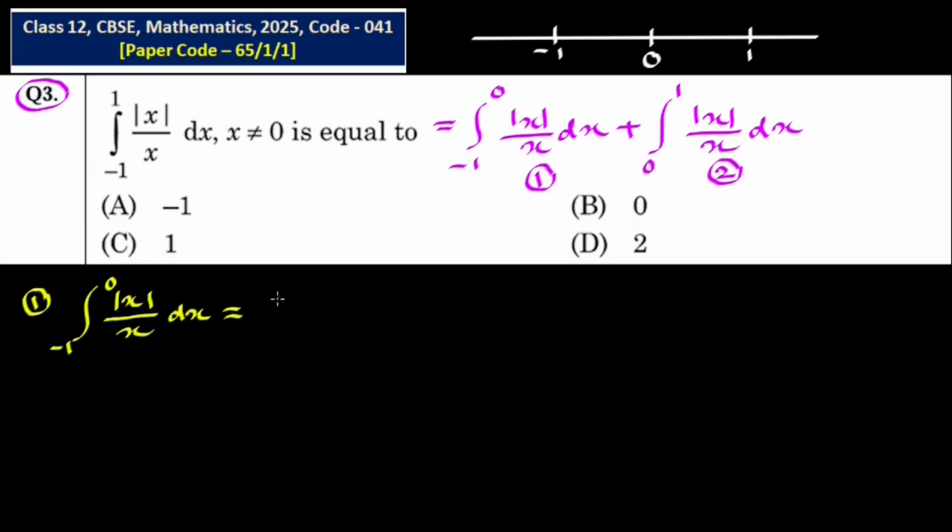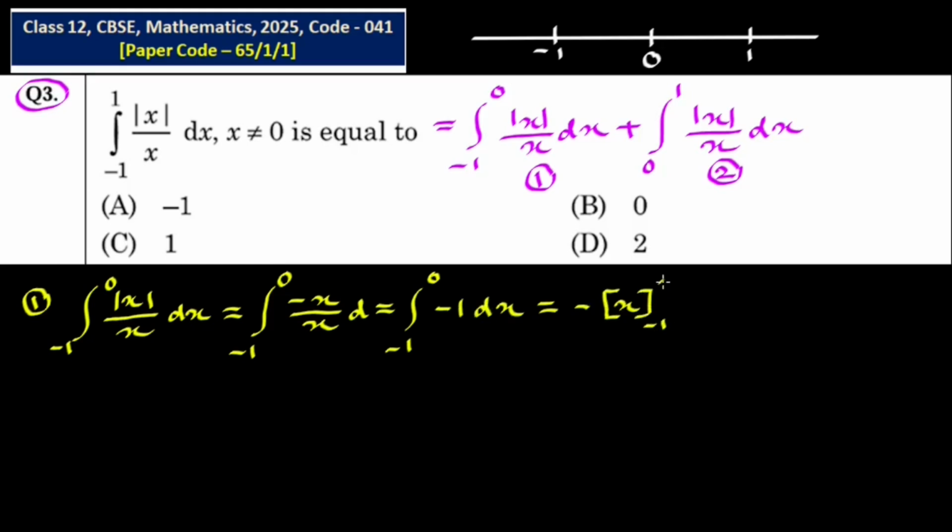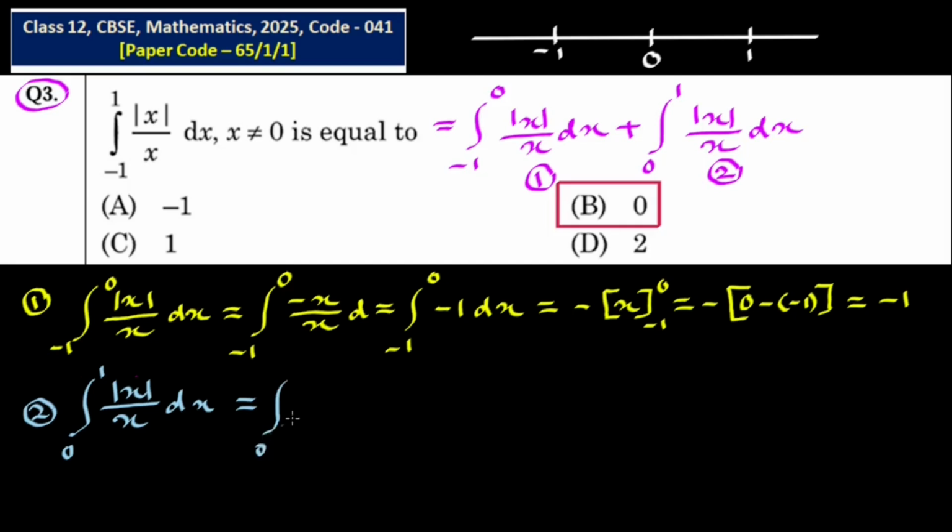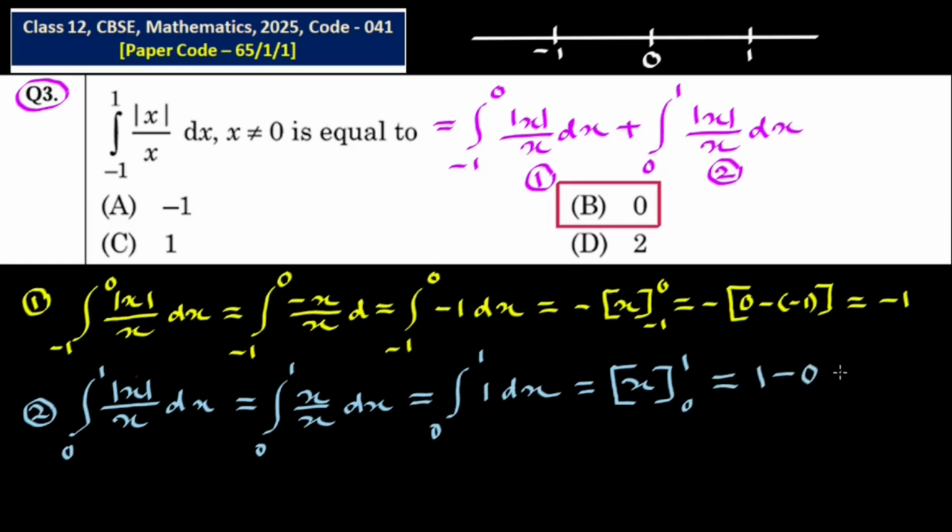Integral 1 equals integral from minus 1 to 0, x being negative, mod x will be minus x upon x dx. Integral from minus 1 to 0 of minus 1 dx, minus x from minus 1 to 0, 0 minus minus 1, that is 1, so integral 1 is minus 1. Integral 2 equals integral from 0 to 1, x being positive, x upon x dx, integral from 0 to 1 of 1 dx, x from 0 to 1, 1 minus 0, 1. Now adding 1 and 2, minus 1 plus 1, 0. Hence, the correct answer option here is B, 0.